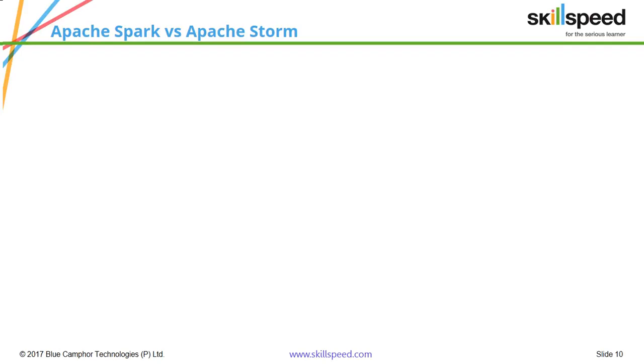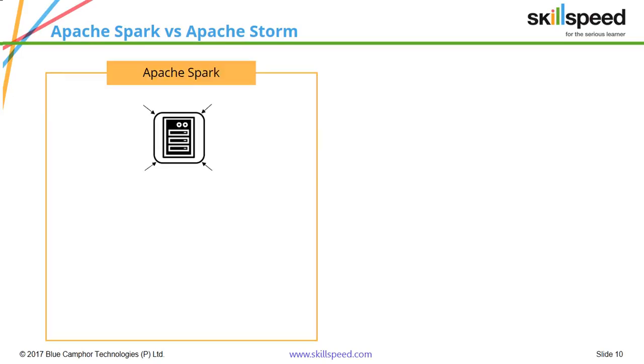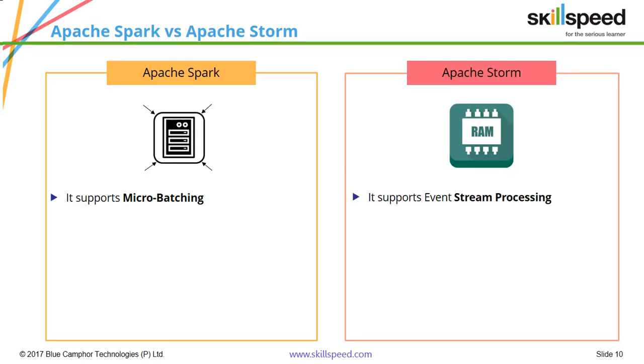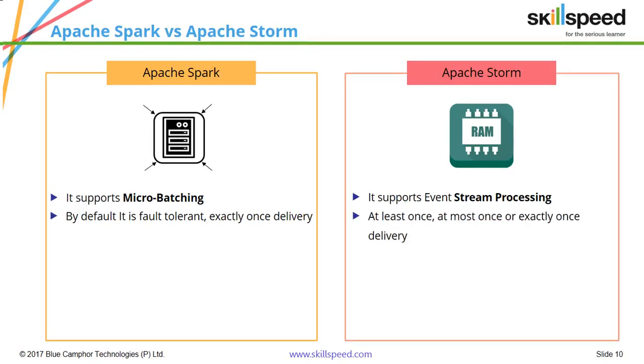So that brings us to the question, what about the comparison between Apache Spark and Apache Storm? If you look at Spark, it supports micro batching, and Storm supports event stream processing. So there is a difference in this. Spark can run batch jobs as micro batches, but Storm is always doing event stream processing. And Spark is by default fault tolerant. You get exactly once delivery. But in Storm, you get at least once, at most once, or exactly once delivery.